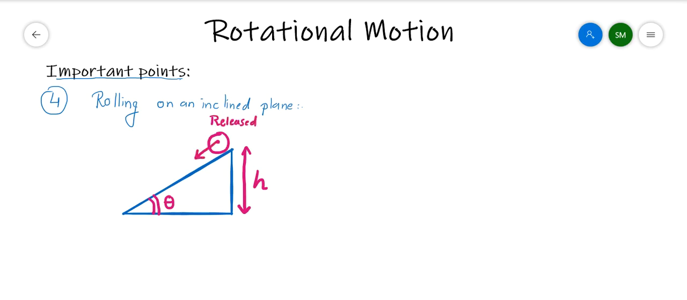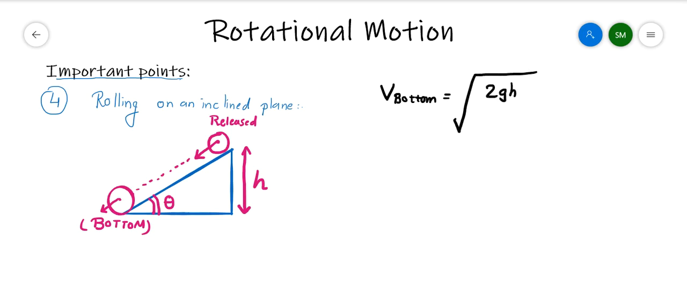So this sphere will start rolling down. If the friction is present on this inclined plane, then only rolling is possible. When this body reaches the bottom of the inclined plane, the velocity after reaching the bottom is given by under root of 2gh divided by 1 plus k square by r square.